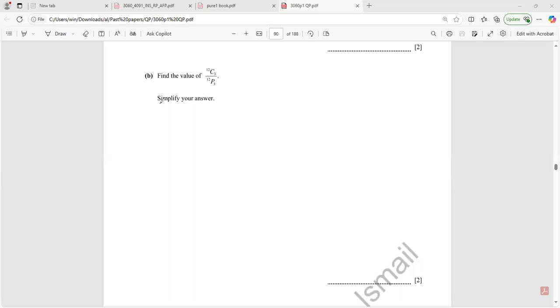Okay, here we're going to find the value and simplify. So the first one here will be equal to 12 factorial divided by 3 factorial times 9 factorial. So it will be 12 times 11 times 10 times 9 factorial, because I'm going to cancel it with the 9 in the denominator, multiplied by 9 factorial, multiplied by 3 factorial.